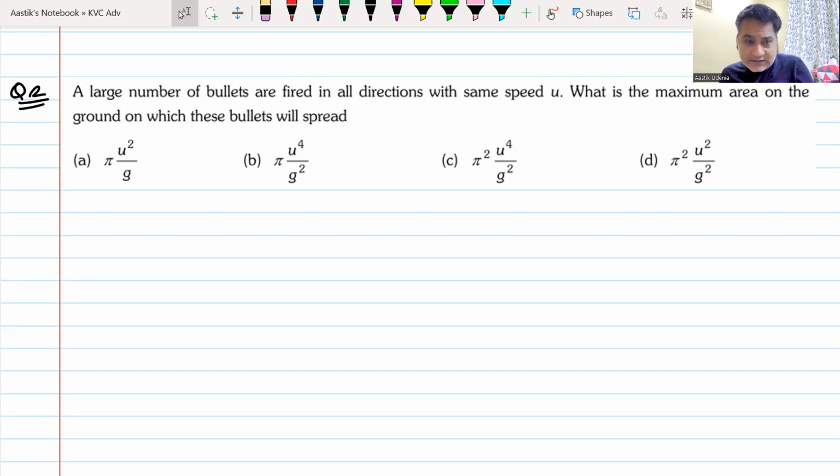I don't know why I feel that some question of this type can come. A large number of bullets are fired in all directions with the same speed u. What is the maximum area on ground that these bullets will spread? And I wait for your answer.